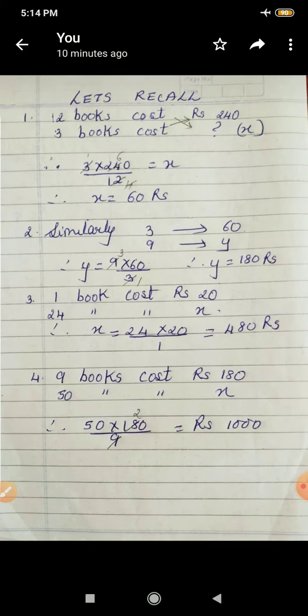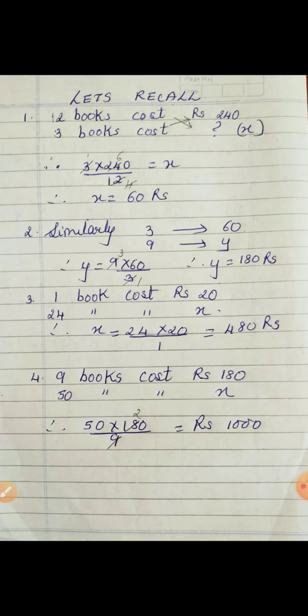Now here we can see if 12 notebooks cost 240 rupees, let the cost of 3 notebooks be X. So cross multiply. So 3 into 240 upon 12 is equal to X. So 3 ones are 3, and 3 fours are 12. Again 4 sixes are 24 and 0, so 60. So X is equal to 60 rupees, that is 3 notebooks cost 60 rupees.